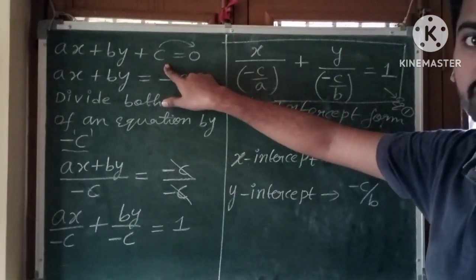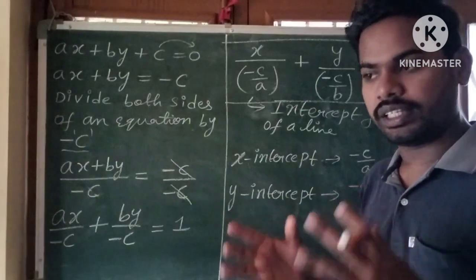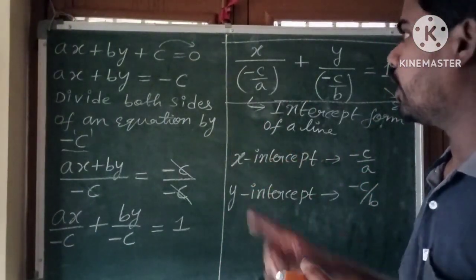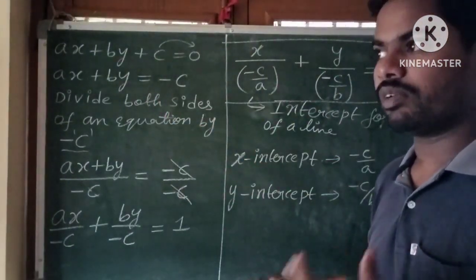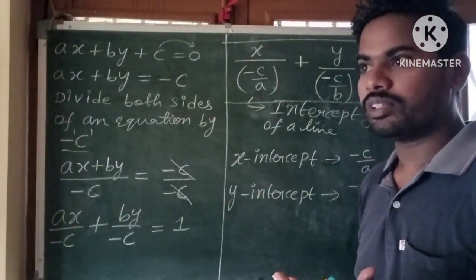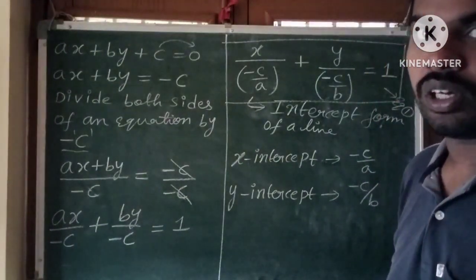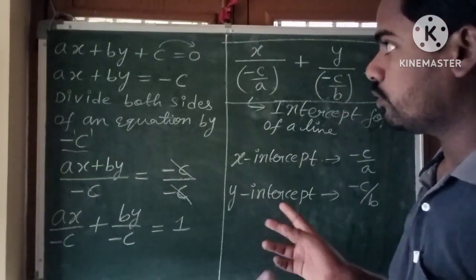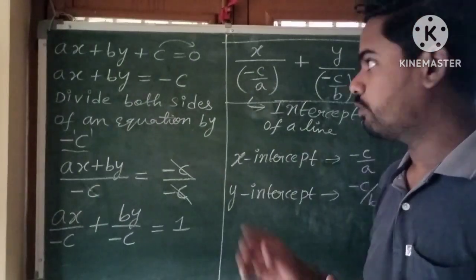Similarly, let us consider the normal form. Finally, we are going to establish a relationship between the general form and the normal form of a line. Normal form of a line means an equation of the form x cos alpha plus y sin alpha is equal to p; it is called the normal form, or perpendicular form, of a line. So we are going to find some relationship between these two forms.